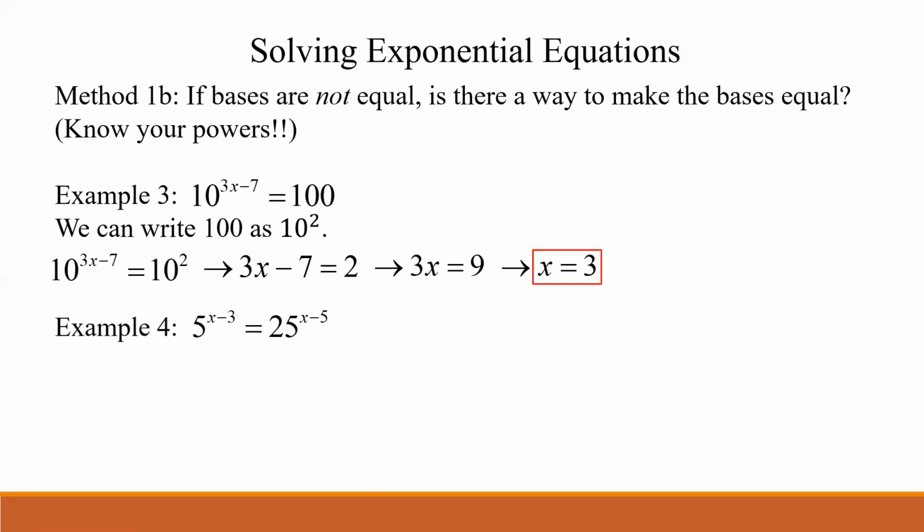How about this one? 5 to the x minus 3 power equals 25 to the x minus 5 power. Well, I can rewrite 25 as 5 squared.